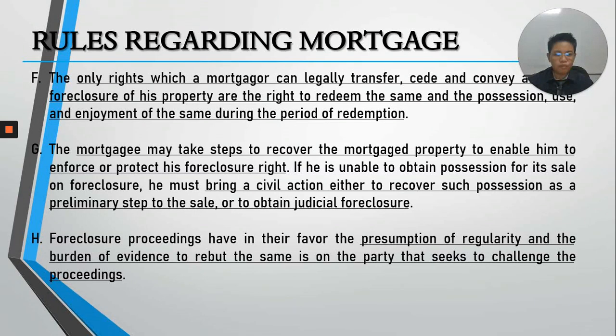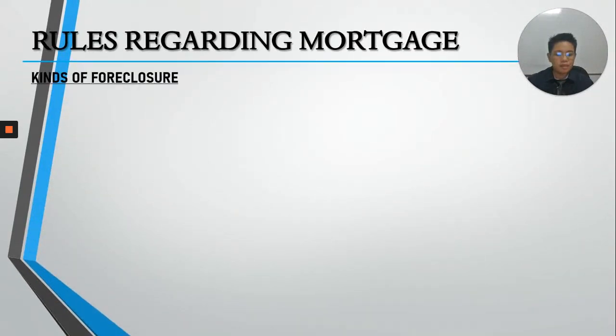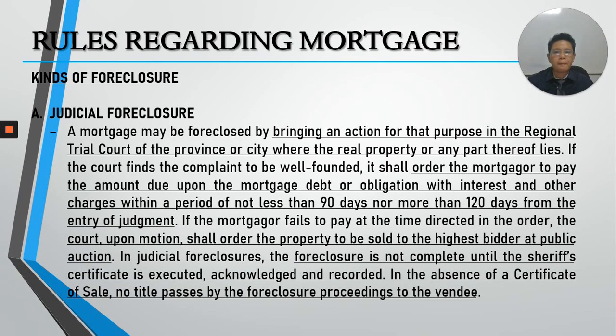What else? Foreclosure proceedings are presumed to be regular. Burden of evidence to prove irregularity is on the party challenging yung validity ng proceedings. What else? Kinds of foreclosure may be judicial. So, judicial foreclosure is an action for foreclosure that is brought before the regional trial court of the province or the city where the real property or any part of the real property lies. So, magpa-file pala ng, di pa petition, complaint pala. So, complaint, it shall order the mortgagor to pay the amount due on the mortgage debt.